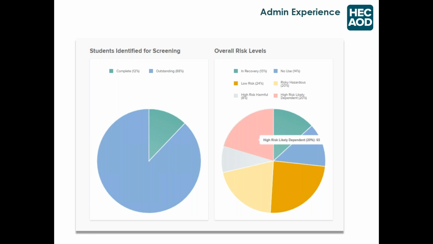You can also take a look at, of the students that we've sent those identified screening links to, how many of them have been completed, how many of them are still outstanding. And of course, the overall risk level of a campaign. So in this case, we're looking at our entire campus over the lifetime of the campaigns that we've been screening for, what the overall risk level is. And so when you hover over one of those pie pieces, you'll be able to see both percentage and the raw number for a risk level.